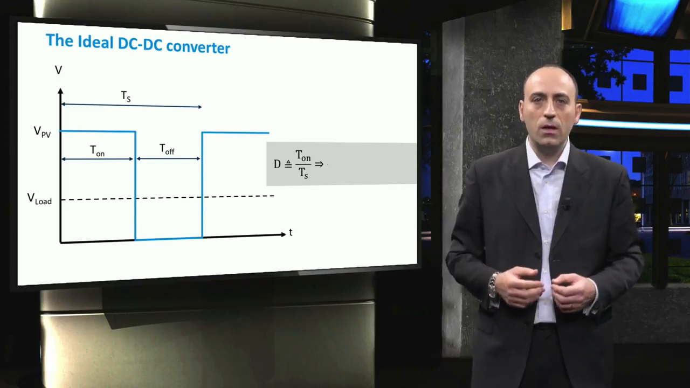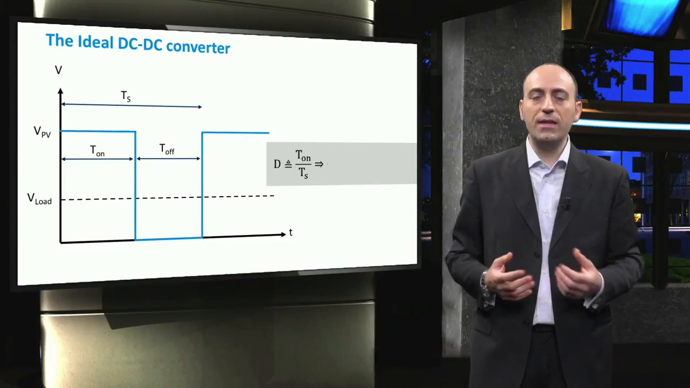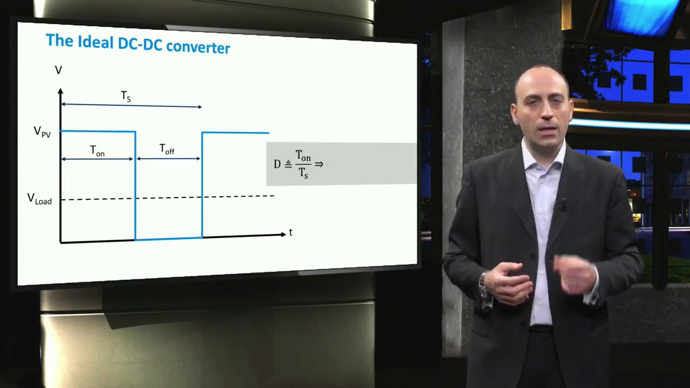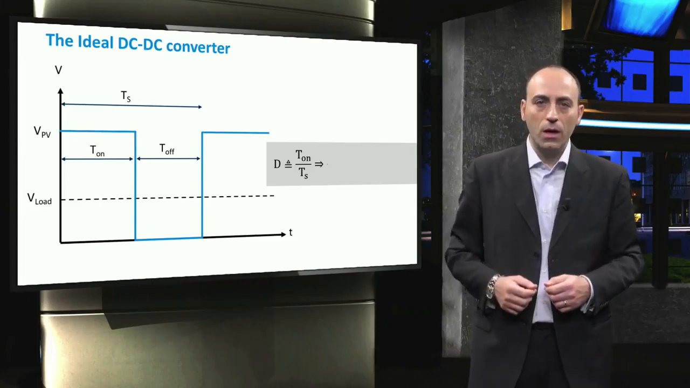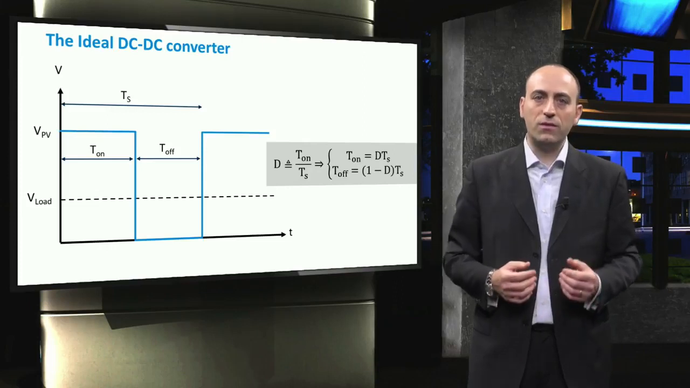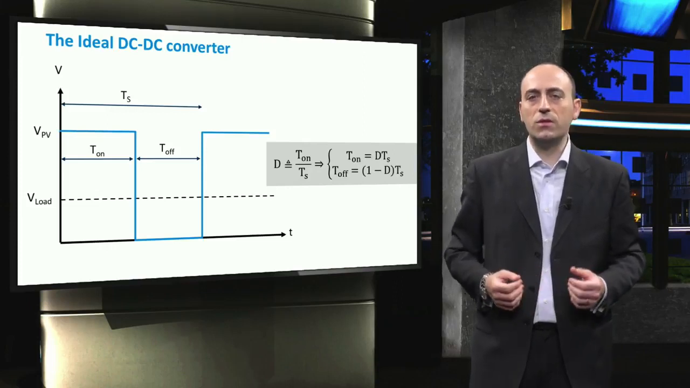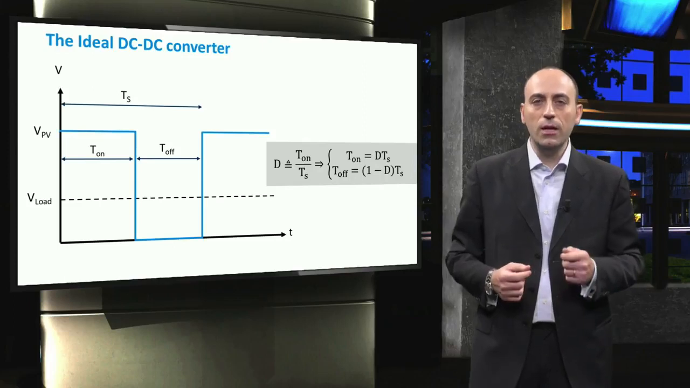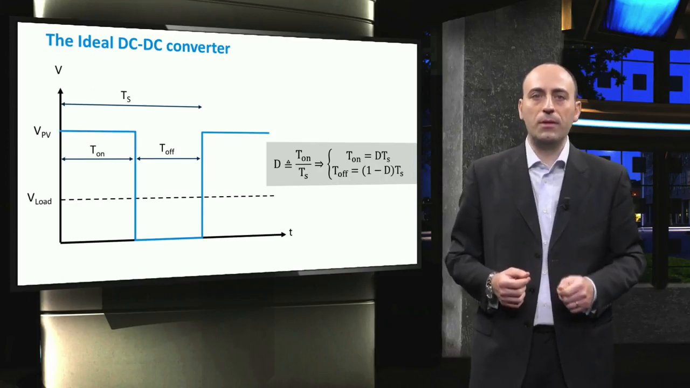This is the principle of operation of an ideal step-down converter. We shall come back to it very soon. Here, we report other ways to write T-on and T-off as function of the duty cycle, which is the previously mentioned input signal given from the MPPT.